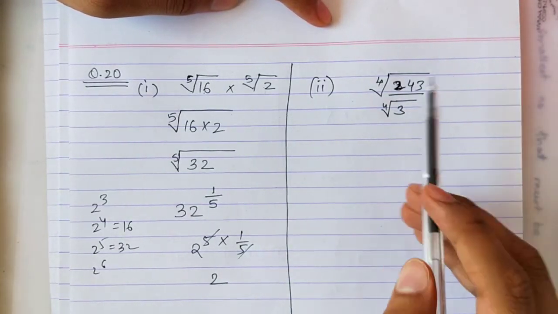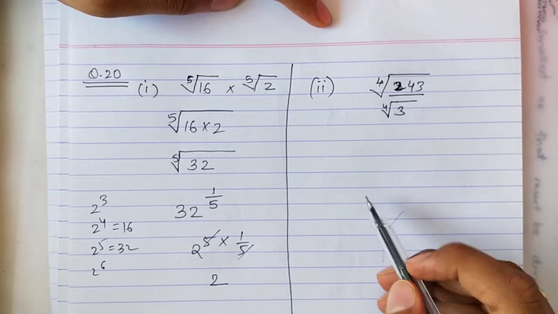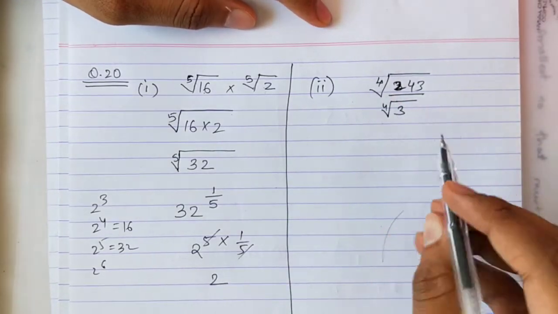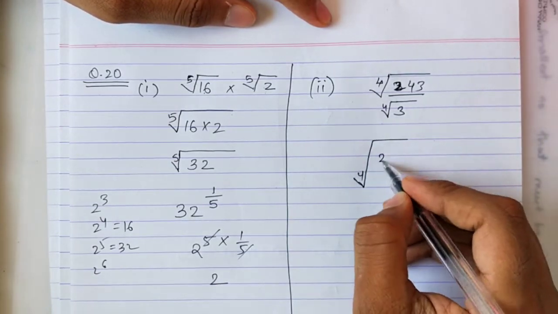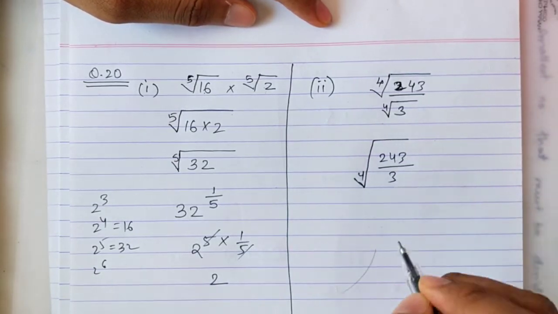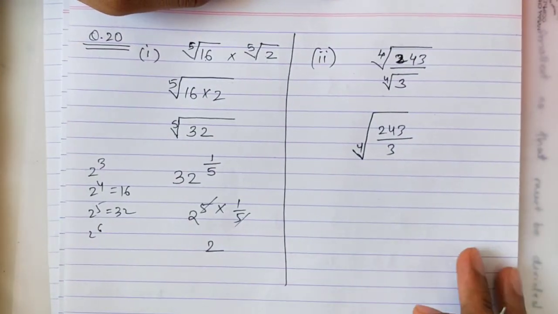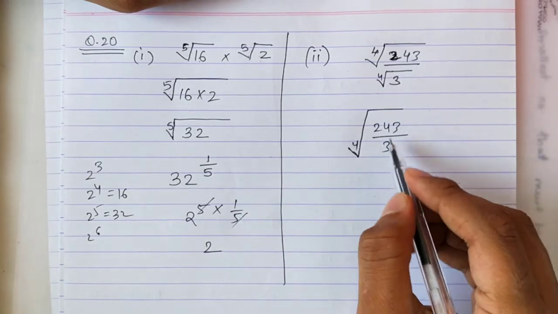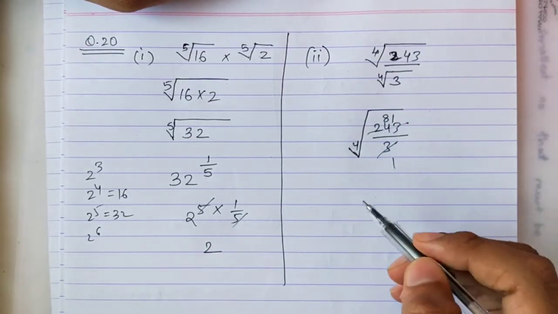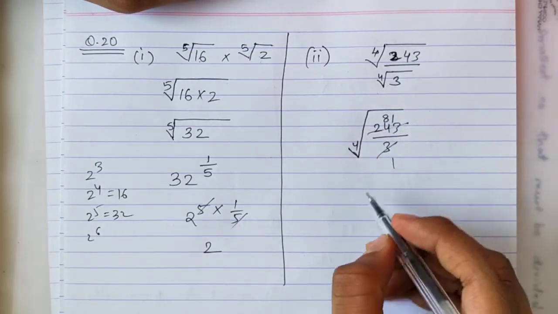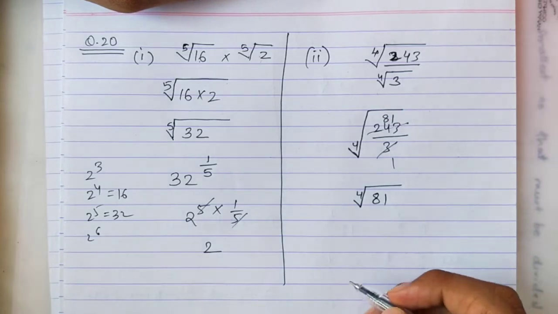Copy the question. The second one is fourth root of 243 upon fourth root of 3. Both are fourth root, so we can write a common fourth root: 243 upon 3, common fourth root. Now I can cancel this. 3 1s are 3, 3 8s are 24, and 1s are 1. So I get 81. Basically I simplified it to fourth root of 81.